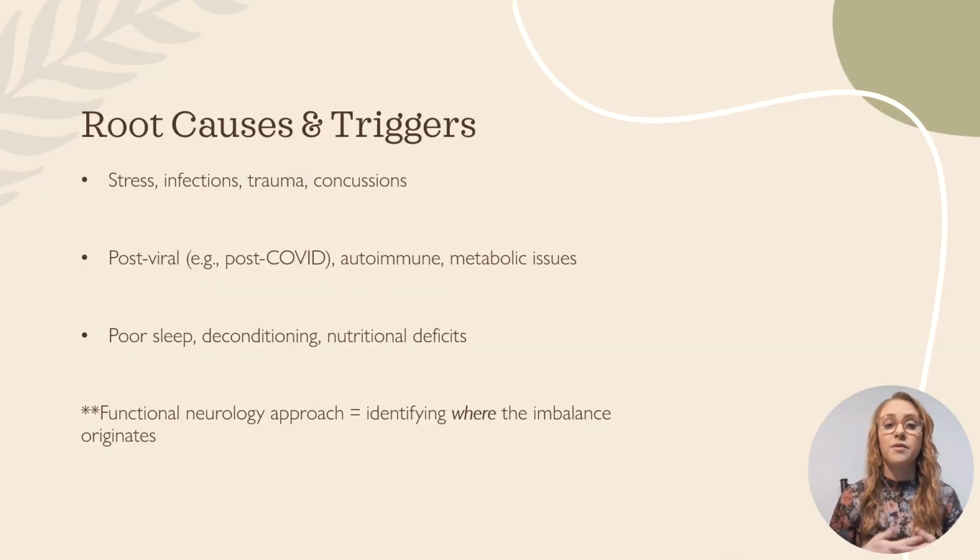So some of the root causes and triggers, things like chronic stress. We talked about infections, and then trauma and concussions. A lot of people get dysautonomia as secondary to head injuries. So we see that very commonly in our concussion patients here. We did already talk about things being post-viral. So viruses affect your autonomic nervous system pretty much always, but when you have a lasting effect after those viruses have been cleared up or the infection has gone away, people can get lasting dysautonomic symptoms. Autoimmune disorders or metabolic issues, poor sleep, deconditioning, and nutritional deficits.